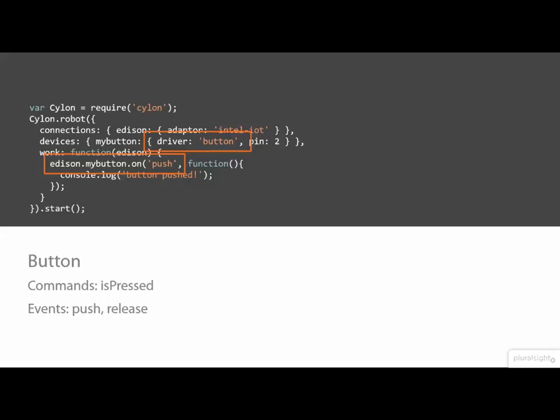The button driver is really simple. It has a single isPressed command that lets you query whether or not the button is pressed, and then events that fire when the button is pushed and when it's released. Using drivers with events like this is a slick way to do things as compared to constantly polling the pins to see if they've been pressed yet.